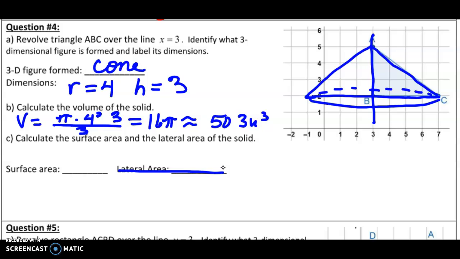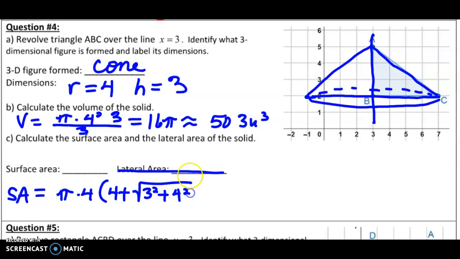To find the surface area of this, that's going to be a little bit more. That's going to be pi times the radius, parentheses, 4 plus, and again the square root of h squared plus r squared, so 3 squared plus 4 squared, and take the square root of that. That's 9 plus 16, add them together, you get 25, the square root is 5.